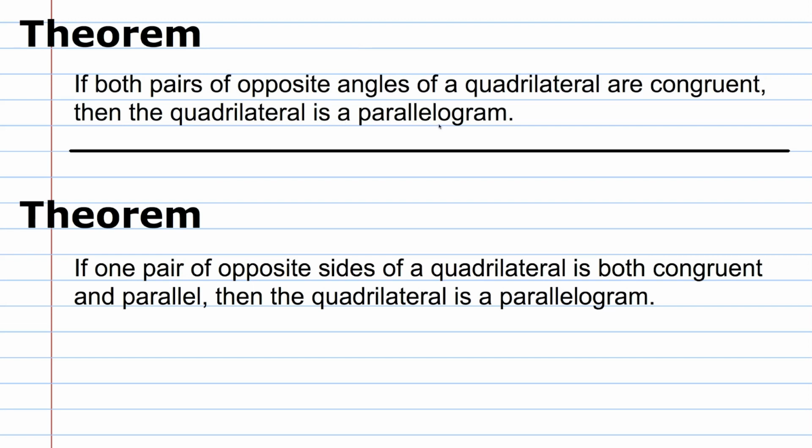is a parallelogram. The next theorem here is if one pair of opposite sides of a quadrilateral is both congruent and parallel, then the quadrilateral is a parallelogram. So here, if we can identify that just one pair of opposite sides are parallel and congruent, then we conclude that the four-sided figure, or the quadrilateral, is a parallelogram.